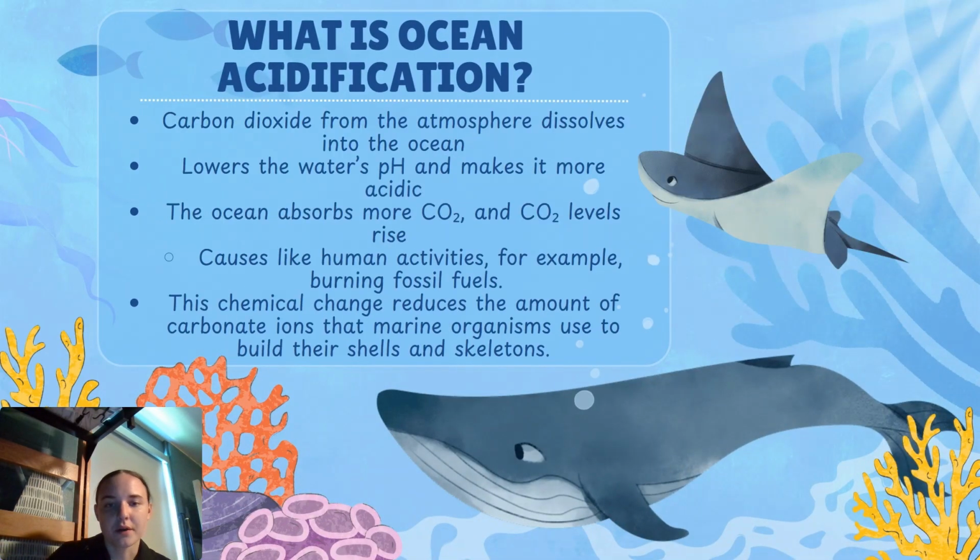Let's go into it more. What is ocean acidification? It is carbon dioxide from the atmosphere that dissolves into the ocean. It lowers the water's pH and makes it more acidic, and the ocean absorbs more CO2, and CO2 levels are able to rise. This can be caused by human activities, for example, burning fossil fuels. This chemical change reduces the amount of carbonate ions that marine organisms use to build their shells and skeletons.